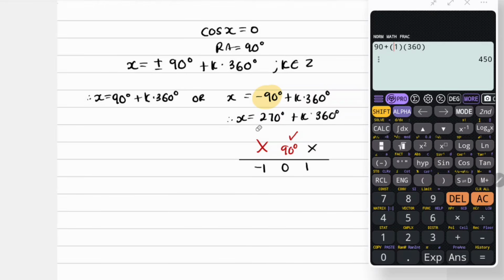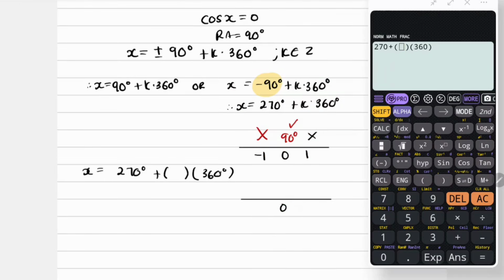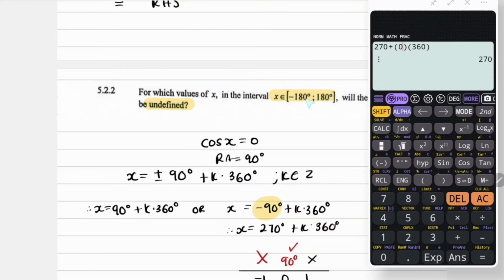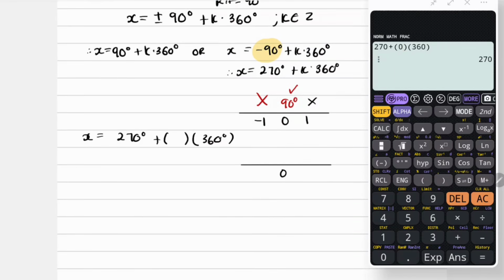Hold on to that. Then we're going to try this one. Again, I'm using a number line. If we substitute 0, that's going to multiply out, and you're just going to have 270. 270 is too high. It's way out of range. So that's not going to work. Our 270 degrees does not work.